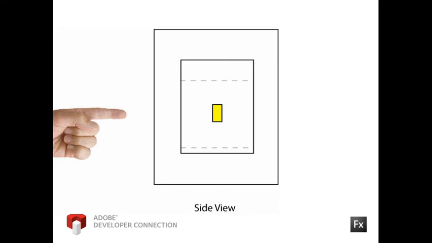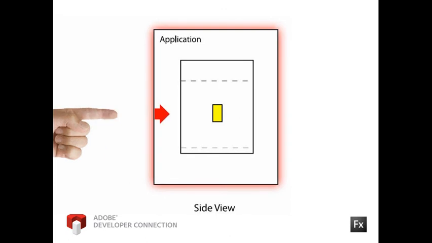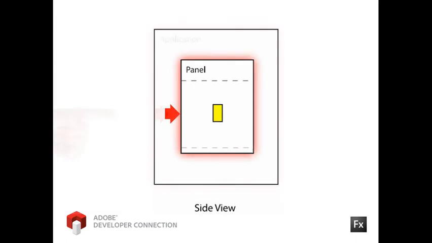From the side view, you can see that in order for a user to click on the button, he will first touch the application container. The capturing phase will then move on to the next inner ancestor, which in this case is the panel container. Only after all the ancestors have been checked for capturing phase listeners will the actual target object be reached, which is the button.